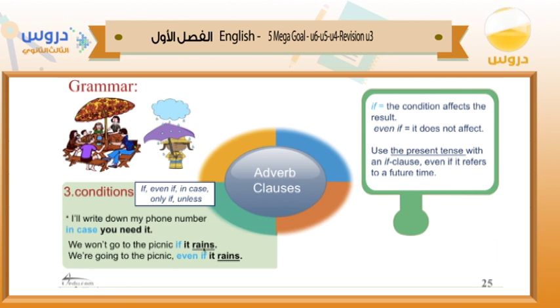And also you have to use the present tense. It rains. If you see the two sentences here, it rains. Use the present tense with the if clause even if it refers to the future time.